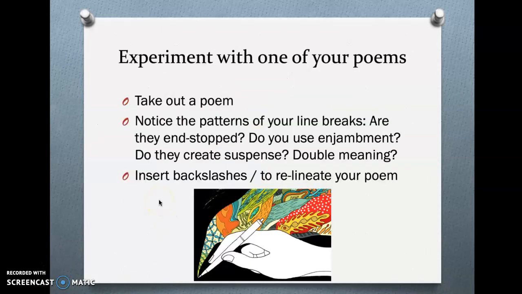Here is a place where you can pause and do an exercise. You look at a poem and notice your line breaks, and then relineate your poem by just inserting backslashes, or if it's on a screen, you can obviously just create those new line breaks and see how that changes meaning or emphasizes meaning.